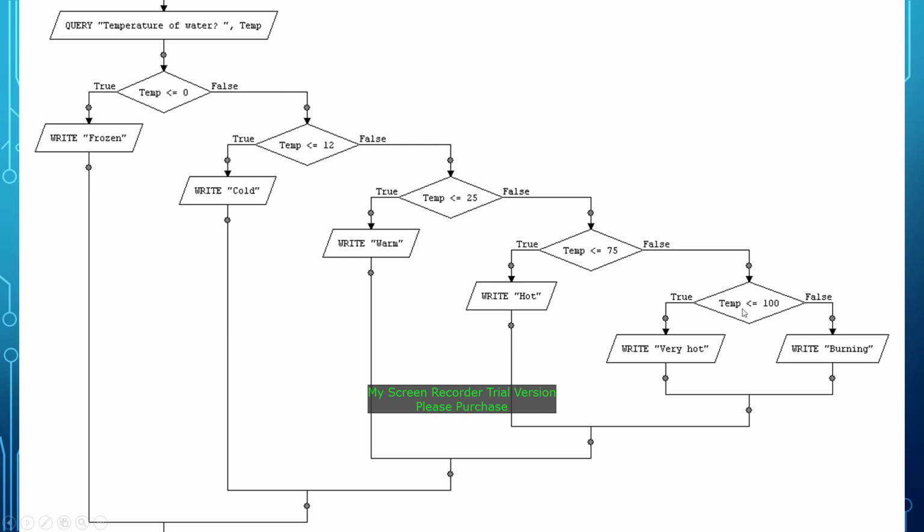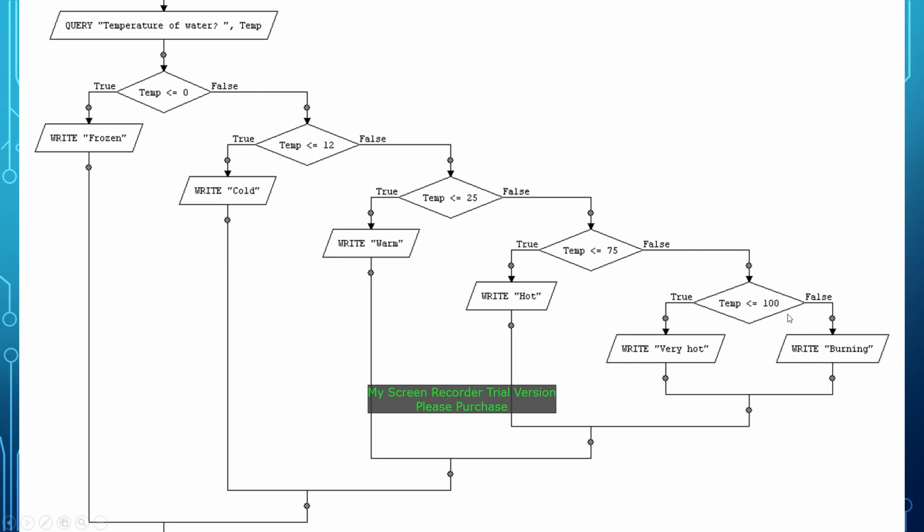Our final check is seeing if the temperature is less than 100 degrees. If this returns true, then we can write very hot. If this returns false, it is burning. So this first one will be an if statement. The second one will be an elif, elif, elif, or another elif. And if this returns false, then we have the else that will write burning.